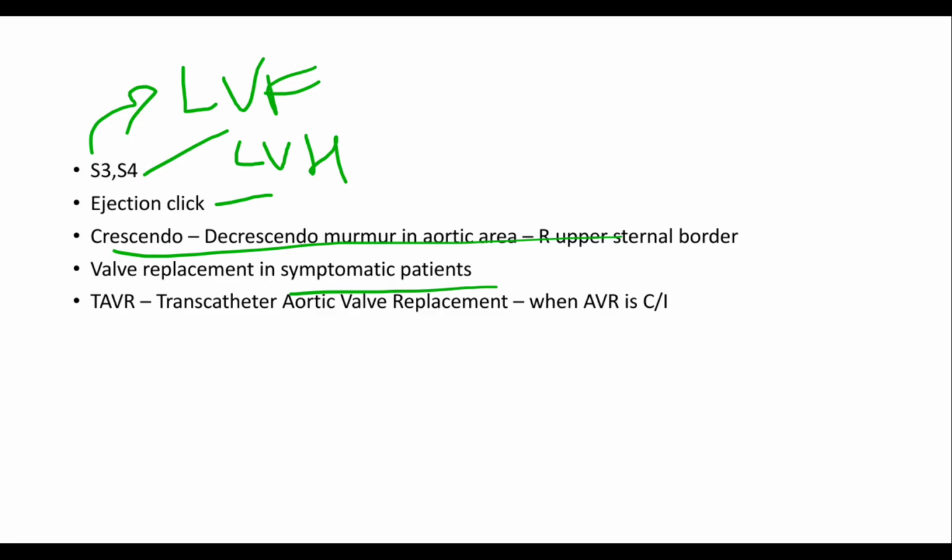Now, in symptomatic patients, the only treatment is valve replacement. But if AVR, aortic valve replacement, is contraindicated, you go for TAVR, transcatheter aortic valve replacement. Always do an angiogram prior to TAVR or AVR so that you can manage the coronaries as well.